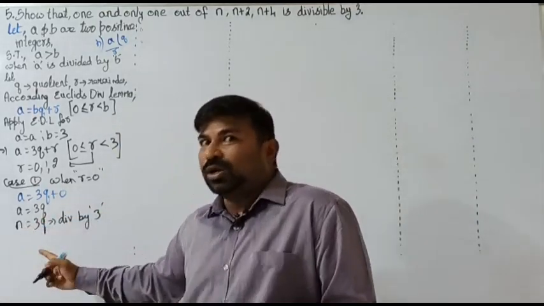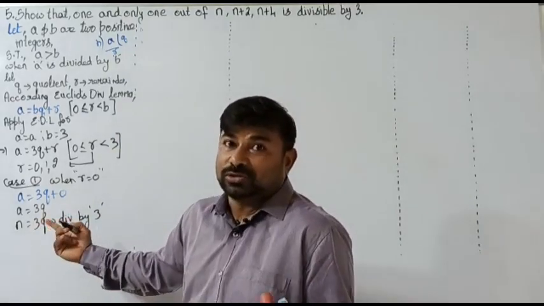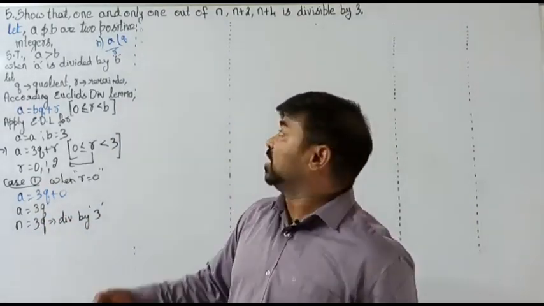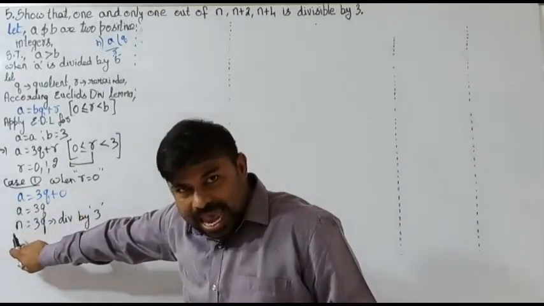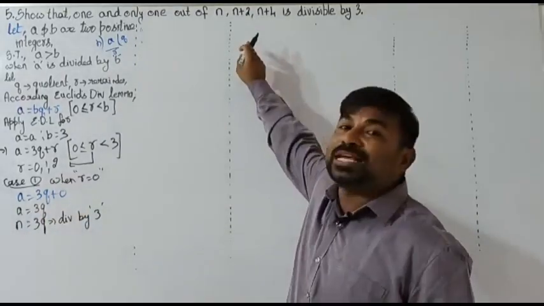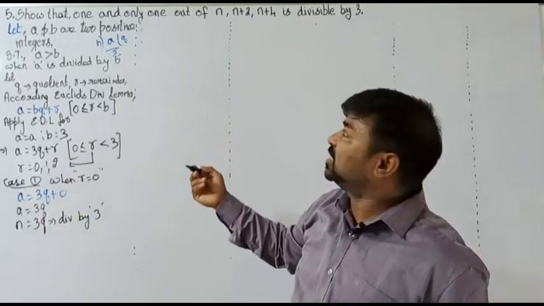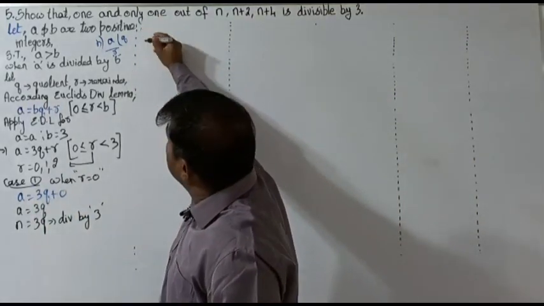So when n is equal to 3q, it is divisible by 3. Now let's go for the other cases. Now the same n, let us check it with n plus 2.